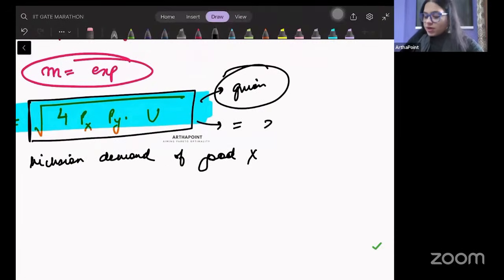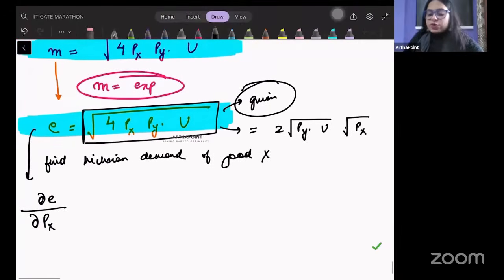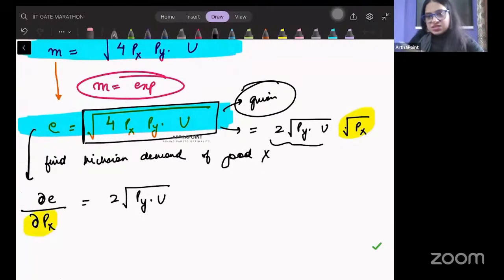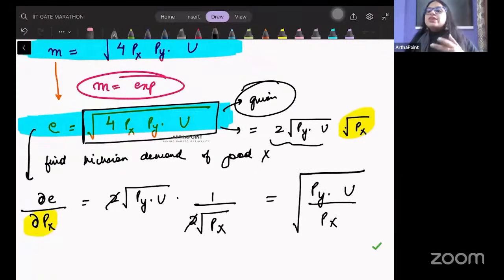Look, I will just rewrite this. Under root 4, I am writing 2. py and u are constants, so I have written them separately. And we differentiate with respect to px, so I have written this px separately. Now I have to differentiate this with respect to px. So what will I get? I will get 2 root py into u, keeping it as it is. And the differentiation of root px will be 1 by 2 root px. So 2 and 2 get cancelled, and I will get py into u by px under root. This is your Hicksian demand.